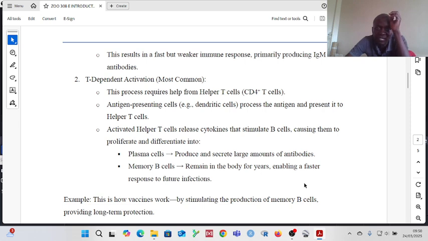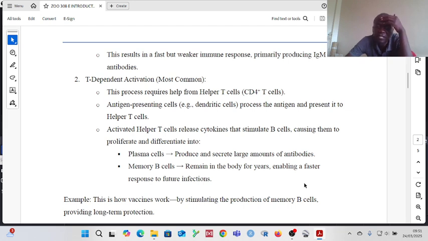So there is the T-independent activation, which does not require T cells. Then there is the T-dependent activation, which requires an intervention from the helper T cells. Once the helper T cells are activated, they release cytokines. The cytokines are the ones that now stimulate the B cells.